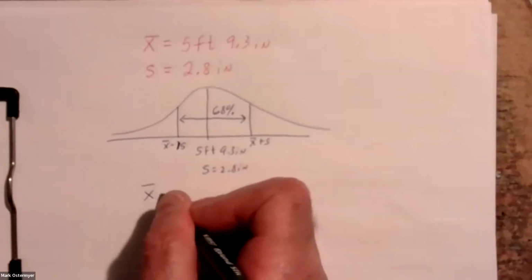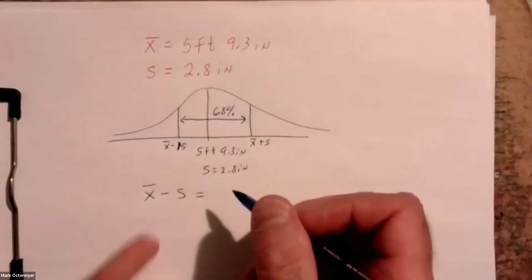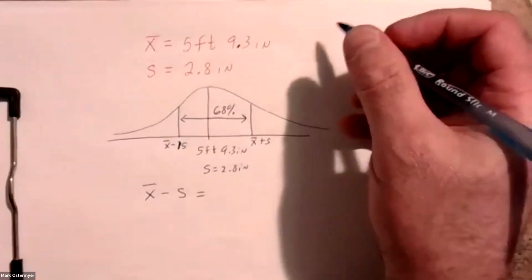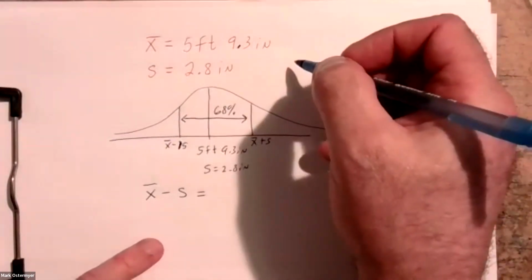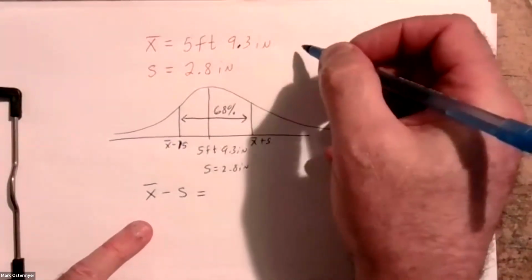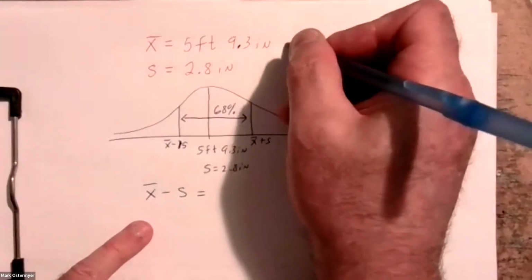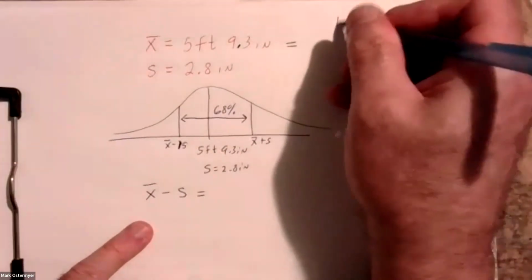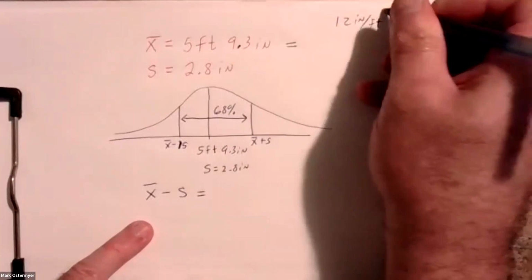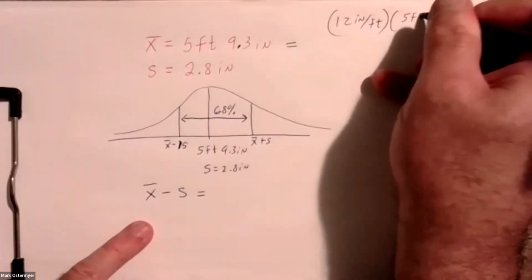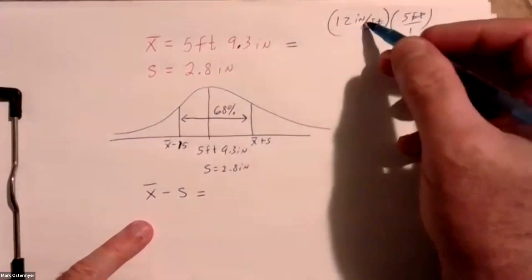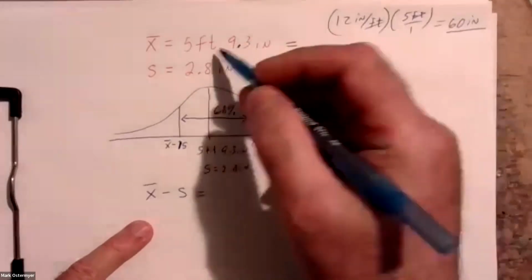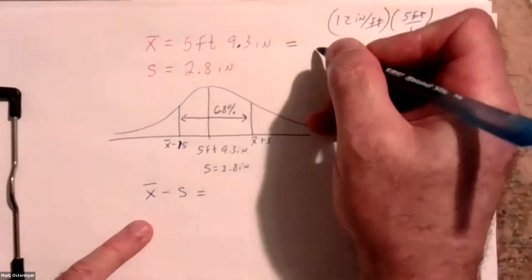What would be 1 standard deviation below our mean here? Well, our mean height is 5 feet 9.3 inches. But ladies and gentlemen, this is awkward to have feet and inches all mixed in here. We need to convert to one unit to make our life easy. Let's go to inches. How many inches are in a foot? There's 12 inches per foot. So if you multiply this by 5 feet, the feet units cancel out, leaving us with inches. What's 5 times 12? So there's 60 inches in 5 feet. What's 60 inches plus 9.3 more inches?